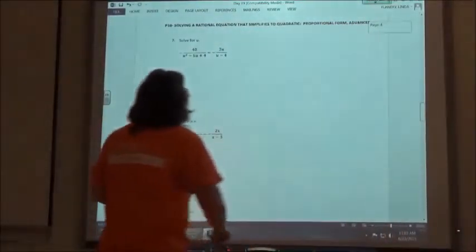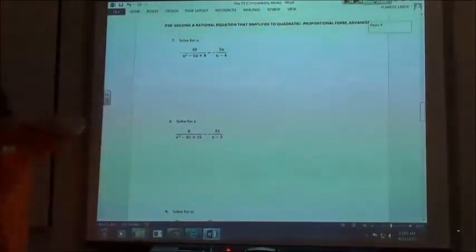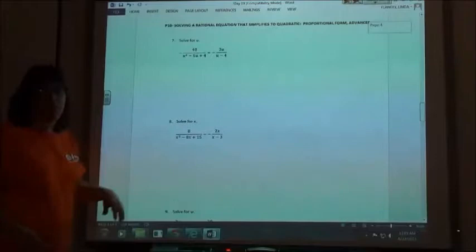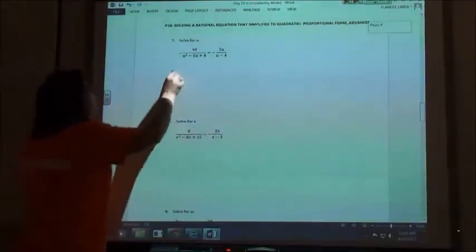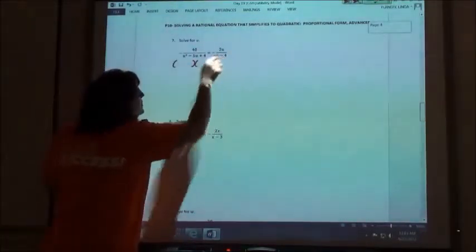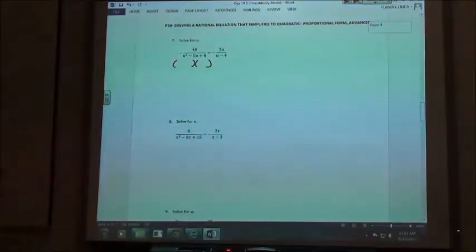Having more fun with my fractions. These ones are going to have quadratic expressions in the denominator. I'm going to factor those out first so that I can see what my common denominator is. One of the factors is always going to match the one that's over on the other side there.